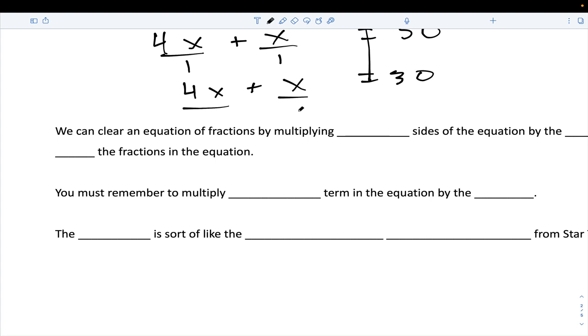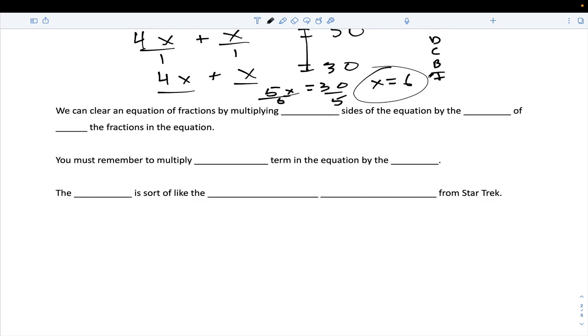Divide by 4. Before I divide, I want to combine like terms. Add 4x and x. Good. What does that make? 5x. And 5x equals 30. Could then divide, Finn. What's 30 divided by 5? 6. Good.